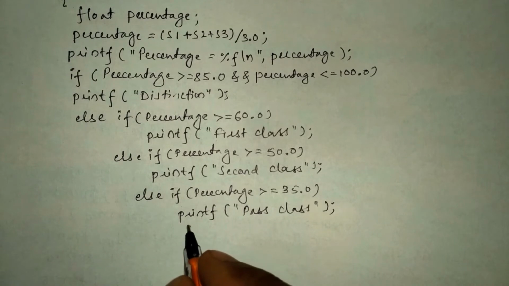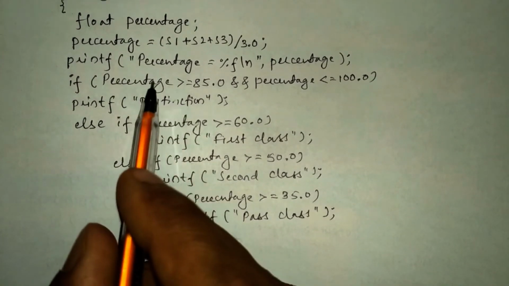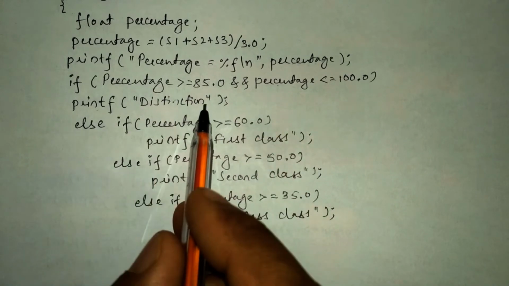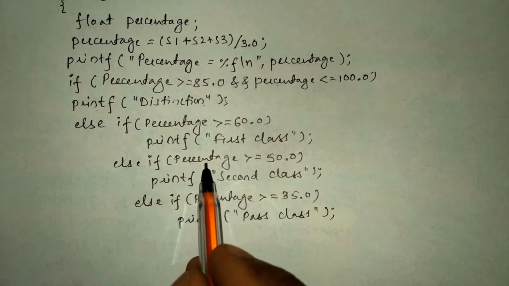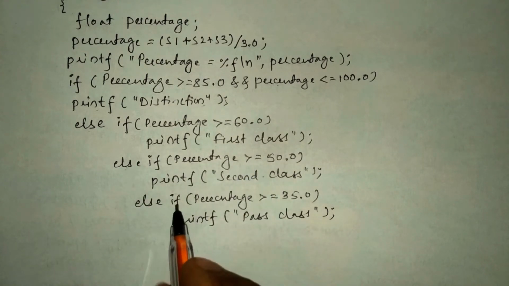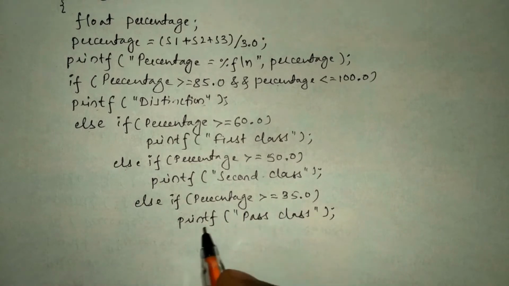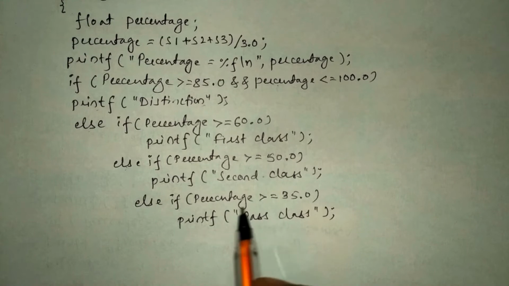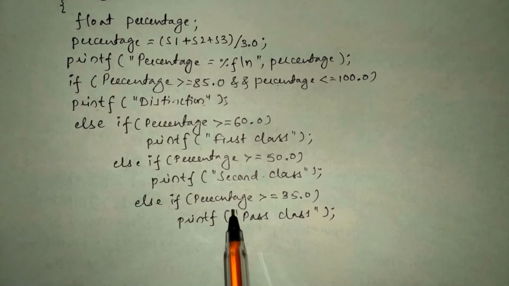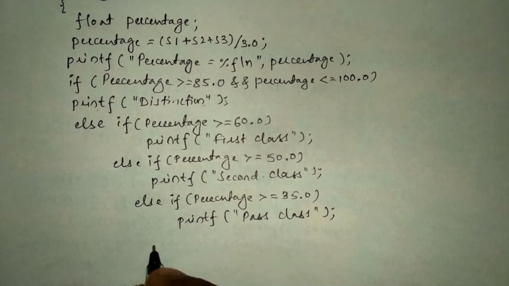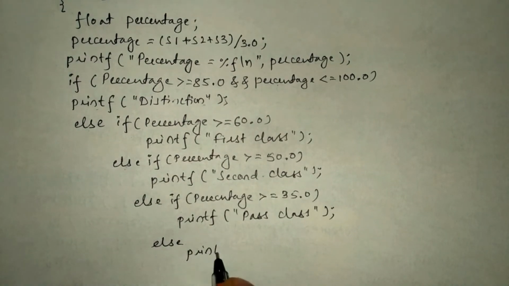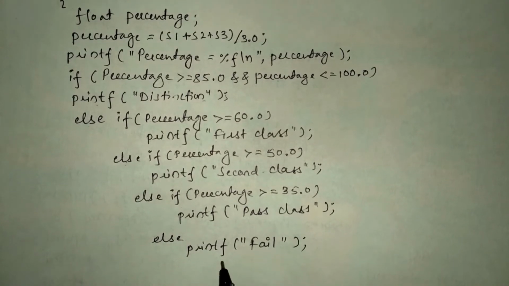After pass class we have got fail, correct? Because if this condition is not true, then this particular statement will not get executed. If this condition is not true, then this statement will not get executed. If any of these conditions are false, then at least the else part will get executed. Here we'll write else printf, and in the double quotation mark we will write fail, and end the double quotation mark and put semicolon.